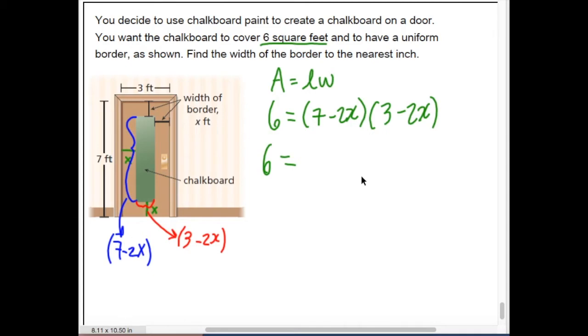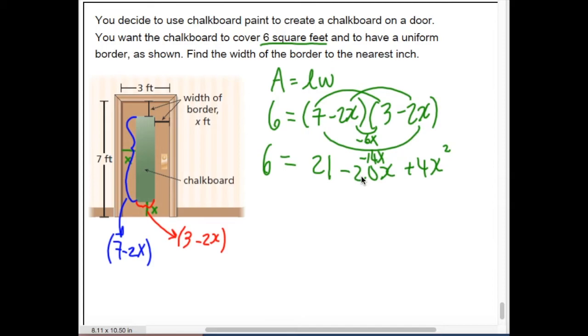We're going to multiply the binomials. So 6 is equal to 7 times 3 is 21. Negative 2x times 3 is negative 6x. Negative 2x times 7 is negative 14x, the middle term, so that becomes negative 20x. And then the last one would be positive 4x squared. I wrote that backwards, but that's okay. We're going to solve it and put it in the right form.